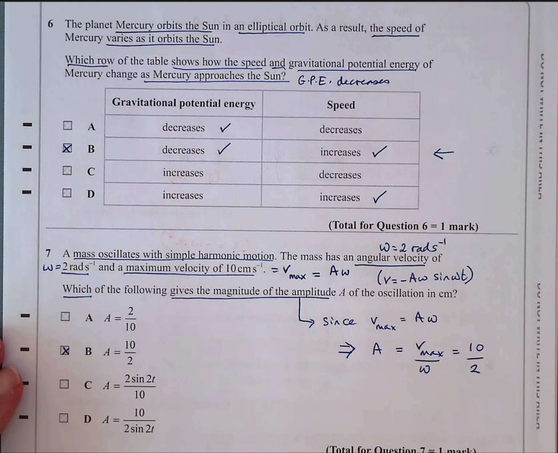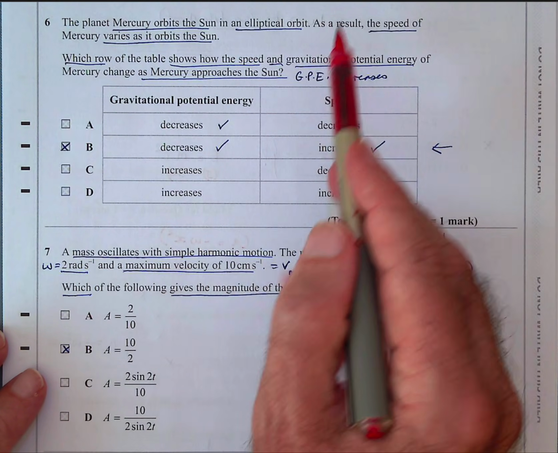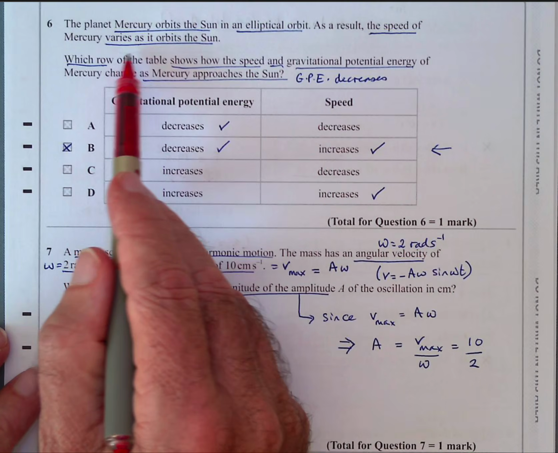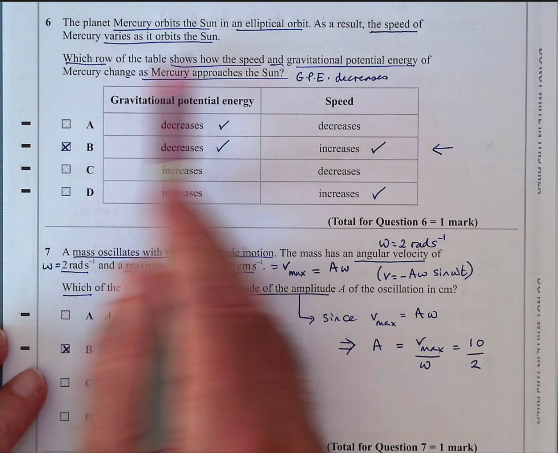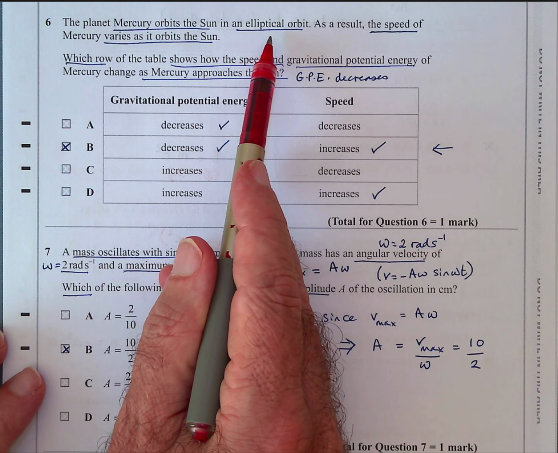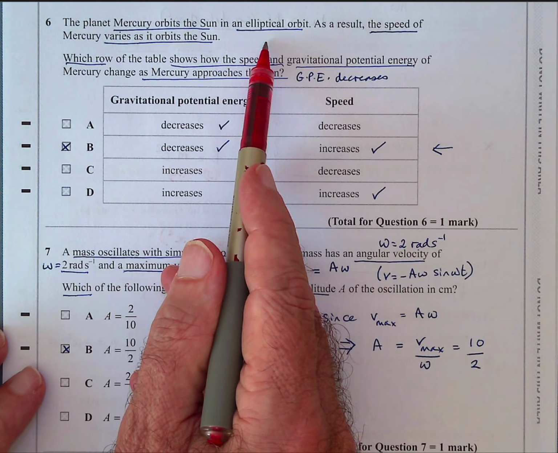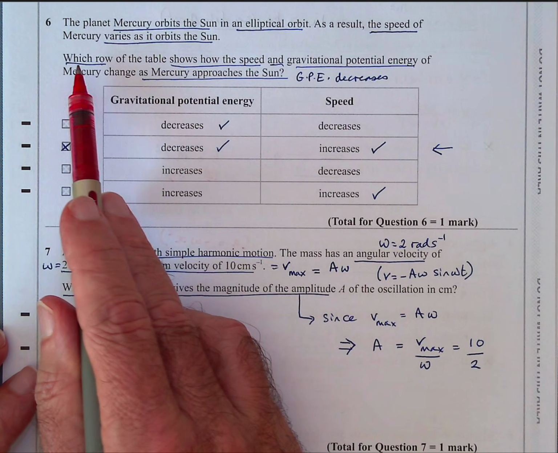Question 6. The planet Mercury orbits the Sun in an elliptical orbit. As a result, the speed of Mercury varies as it orbits the Sun. Okay, which is what elliptical orbits imply. When they're closer, they'll speed up. When they're further away, they'll slow down because the gravitational forces are inversely proportional to the separation.